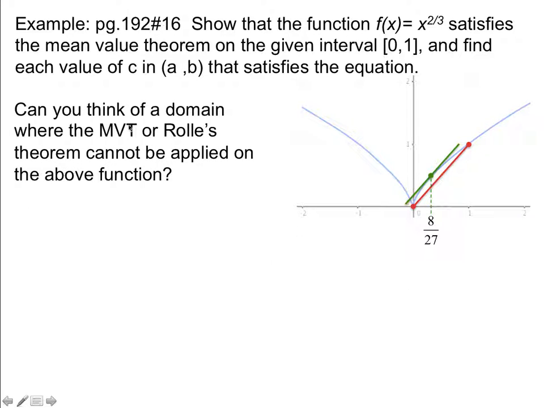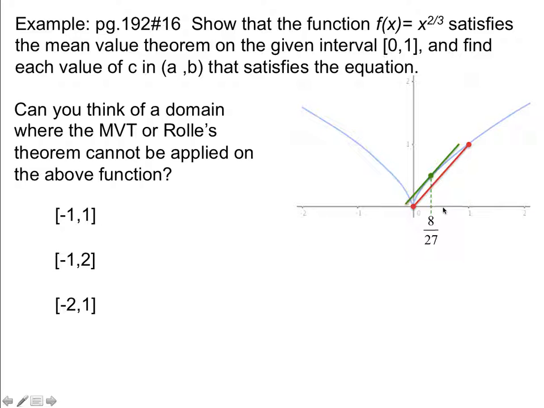So if we would change the domain, like pick 2 different x values where the mean value theorem or Rolle's theorem cannot be applied, we would pick like a domain from -1 to 1. If we picked that domain, then we would have the cusp on the interior, and we would not be able to use the mean value theorem at all. Likewise, if we would pick the domain -1 to 2, again, the cusp is still on the interior, so we would not be able to use the mean value theorem. Here's another example, -2 to 1.